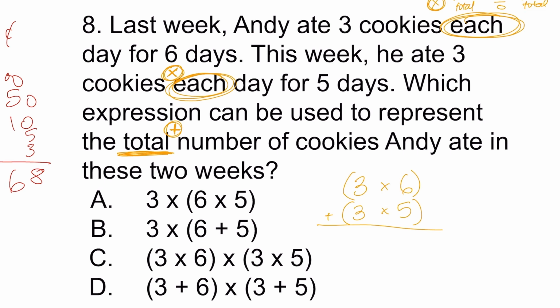And we see that choice B matches this because if we distribute this 3, that would be equal to 3 times 6 plus 3 times 5, which is exactly what we need. So we have to use the distributive property here.